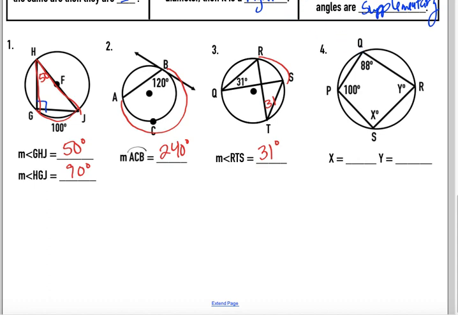For number 4, we're going to use the rule that says that if you have an inscribed quadrilateral, the opposite angles are supplementary, which is right above there. That means that P and R would add to 180, which makes Y 80 degrees. And then Q and S would also add to 180. So 180 minus 88 is 92. So that one's 92.